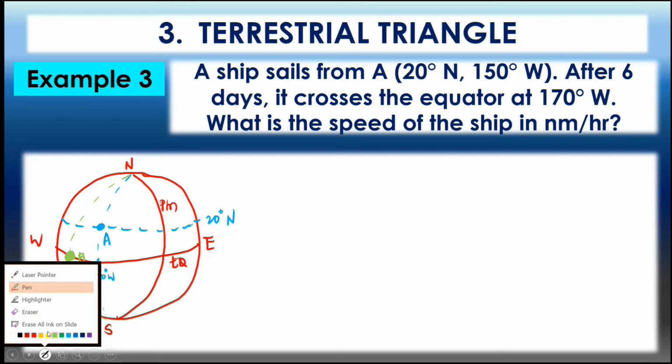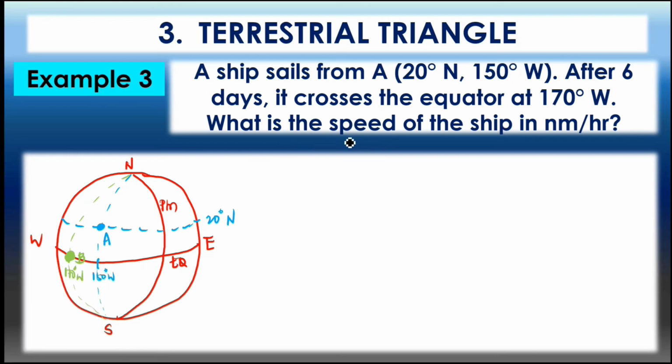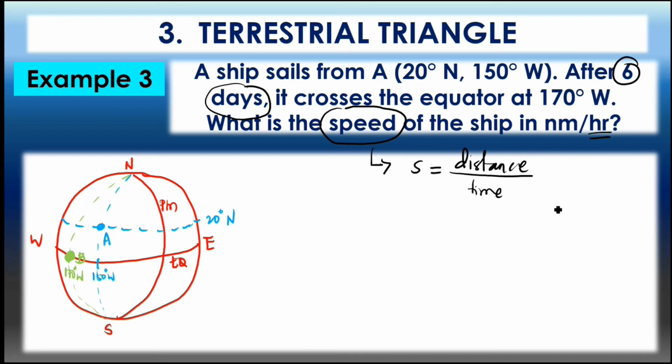Then, since the question is speed, remember that speed, if you can remember the formula, is distance over time. For the time, we already have here the days, 6 days. Since for the speed what we need here is the hour for the denominator, we're just gonna convert the 6 days into hours later. So we already have the time. What we don't have is the distance. So we need to solve for the distance first. The distance that we need is from A to B.